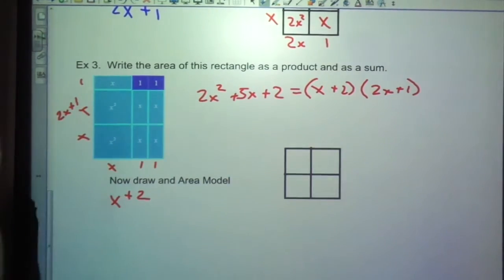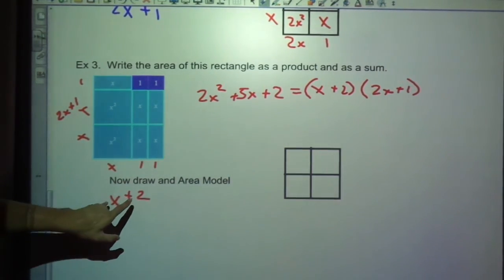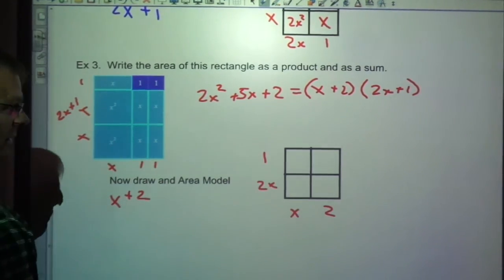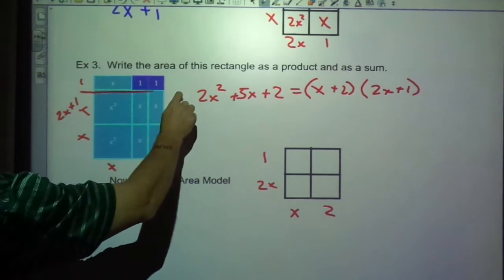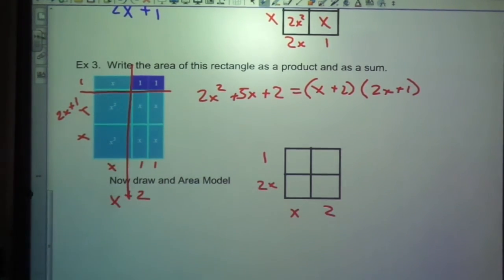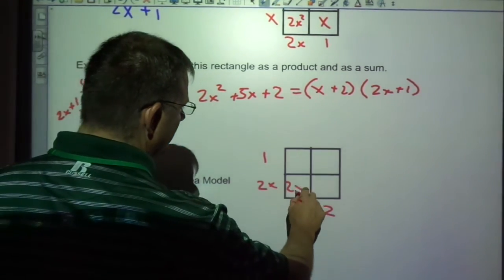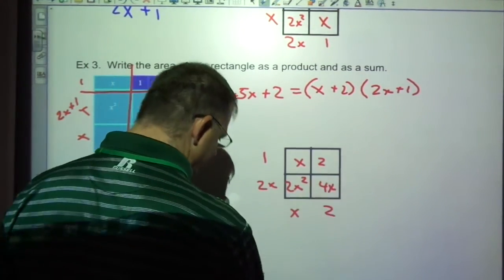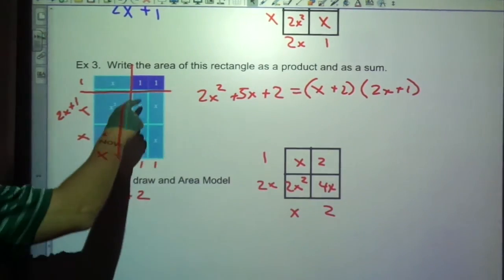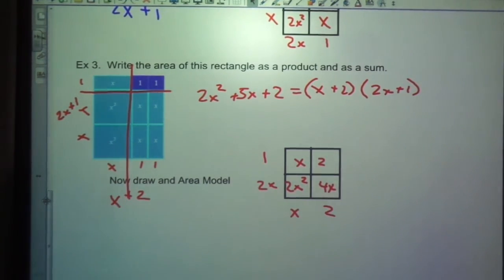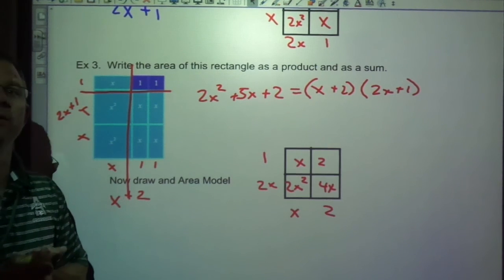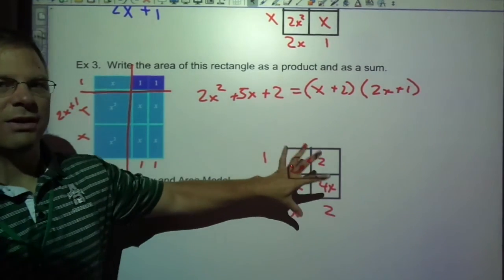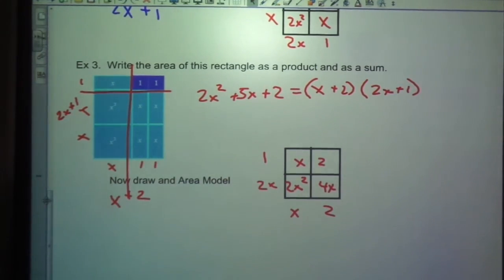Now my area model needs to represent that. So let's take x and 2, and 2x and 1. If I did that, here's my sections. Something like this. We've got 2x squared here, we've got x, we've got 2, and we've got 4x. That's how area models work. We're going to be moving away from the tiles and into area models. So it's important that you understand what this represents and that this means the same as all these tiles together.